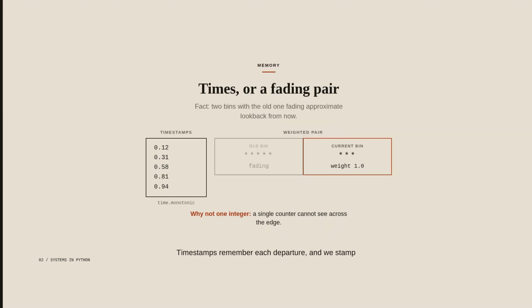Timestamps remember each departure, and we stamp them with time. Monotonic, so a clock step cannot invent a quieter window. A single counter only remembers a total for the current bin. The sliding window stores the times, or it stores 2 bins and lets the old one fade as now moves away from that slice. That fading pair approximates the same look back without keeping every timestamp. The old bin fades because less of it still sits inside the look back from now. The cost is memory, and the gain is that 2 windows cannot stack.